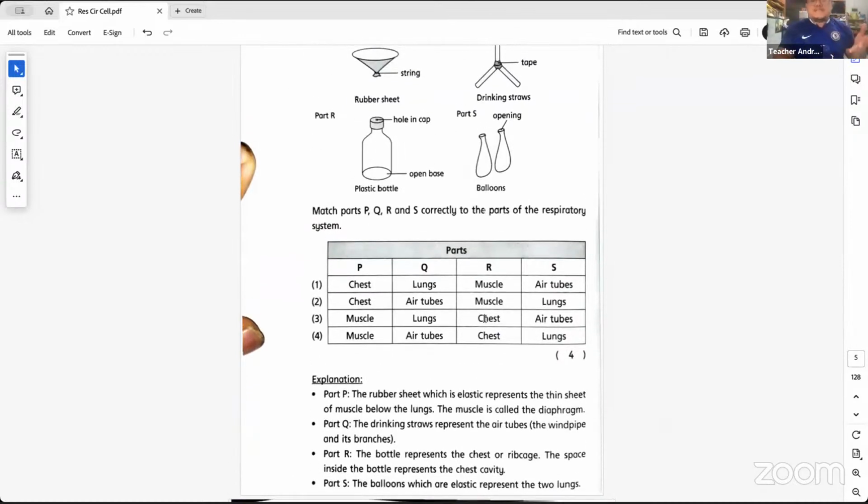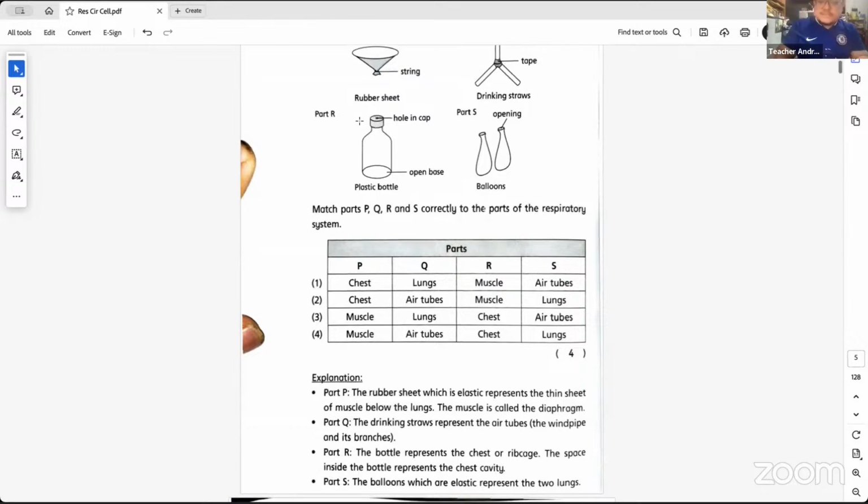So why do we choose muscle for P, air tube for Q, chest for R, and lungs for S? Because the rubber sheet is elastic, you can pull it down. It can represent the thin sheet of muscle below the lungs, known as the diaphragm. Then that part Q, we see as an air tube or windpipe because it is one branch that branches out into two lungs. So that particular channel is known as the air tube. Then we have the bottle representing the chest or rib cage. All right. Then we talk about the balloon representing the two lungs. That's why the answer is number 4.